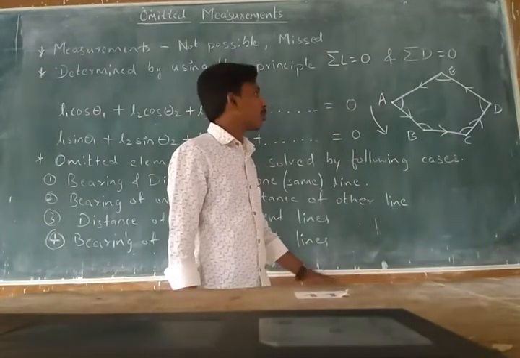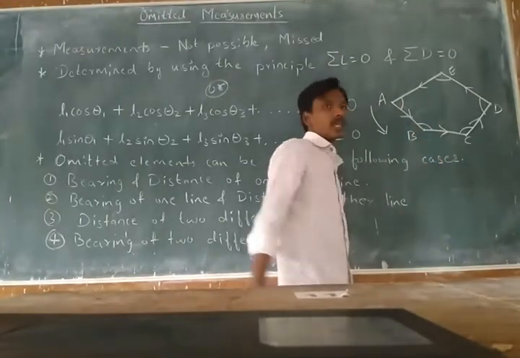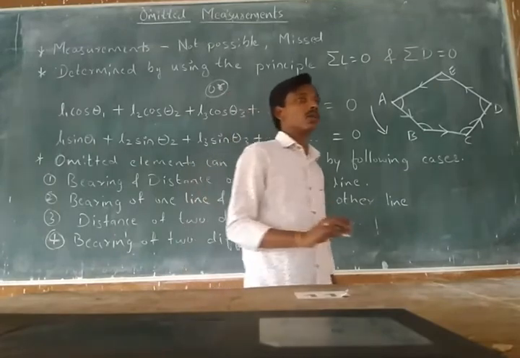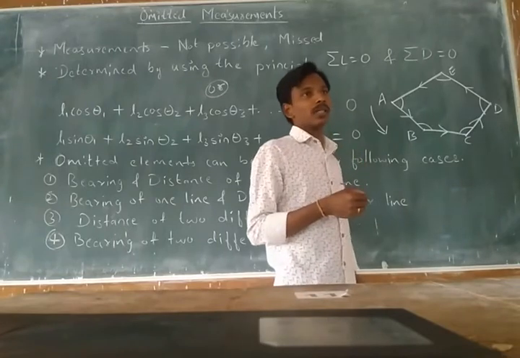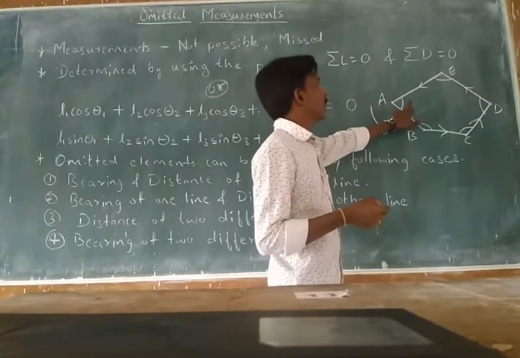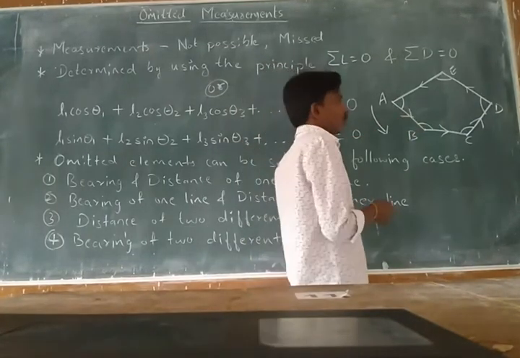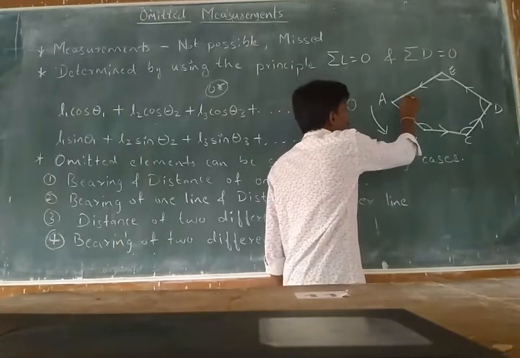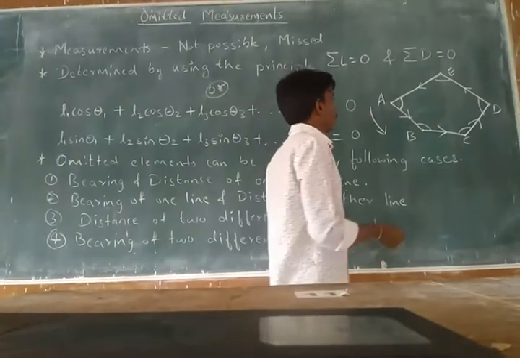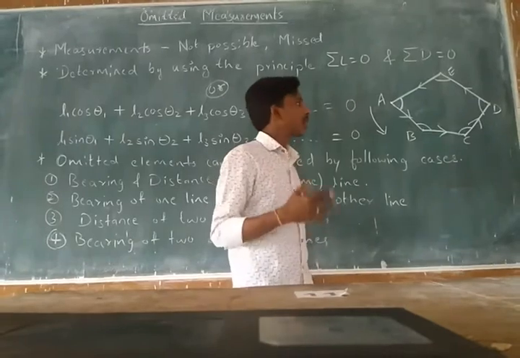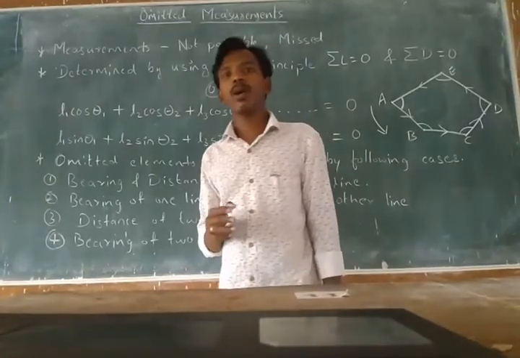You have seen in all the problems that to calculate latitude and departure you need the length of the line and also the bearing of the line, either reduced bearing or whole circle bearing, whatever it may be. To get the bearings you need the value of the angles, so the interior angles. For that reason you have to measure the interior angles also. If not interior, exterior angles might work. Anyway, you have to measure both the angular measurements and the distance, meaning linear measurements.